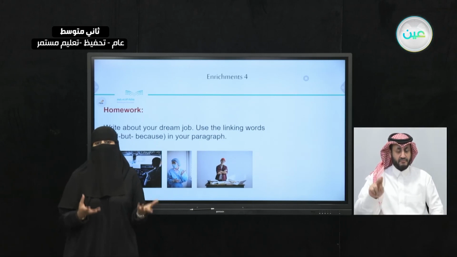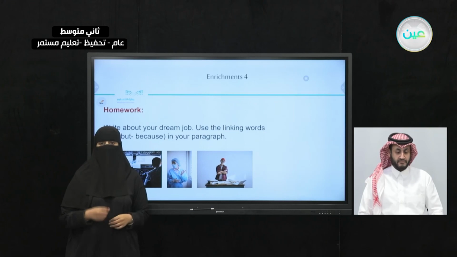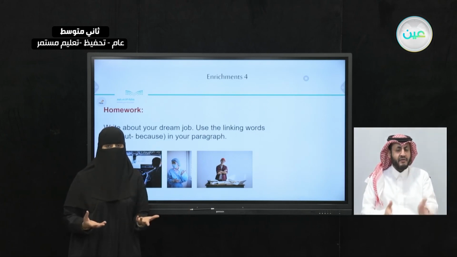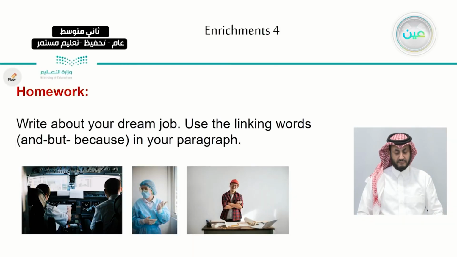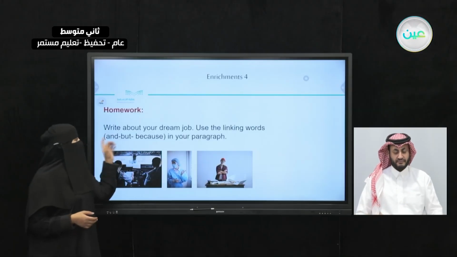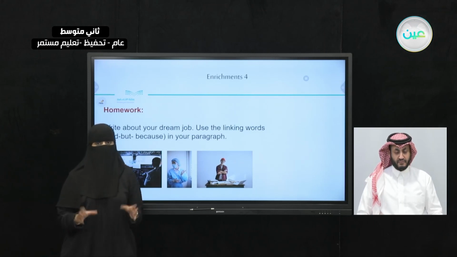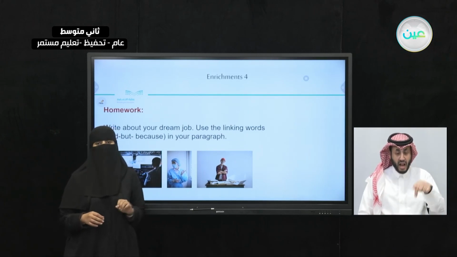For example, if you're choosing one job, I want to be a teacher because I love teaching children. So this is a reason. I want you to do the same thing. When you're writing about your dream job, give us a reason. Here I did put 3 pictures. These are just examples if you didn't choose your dream job, and that's okay. So if you already chose your dream job, I want you to write a paragraph about it. The only condition in this homework is using these words.